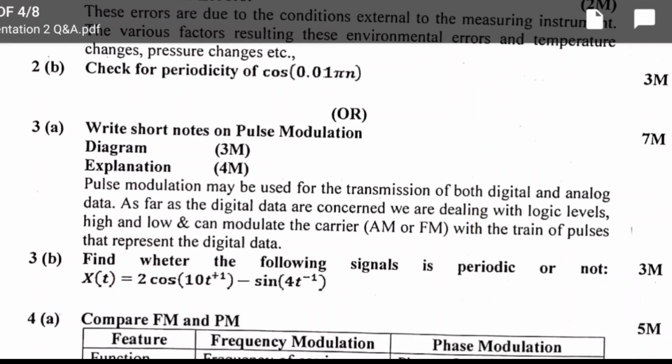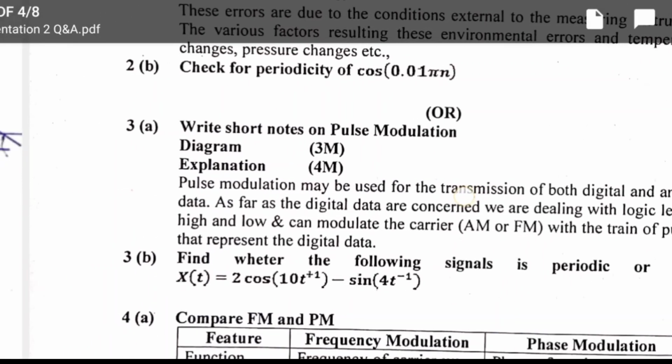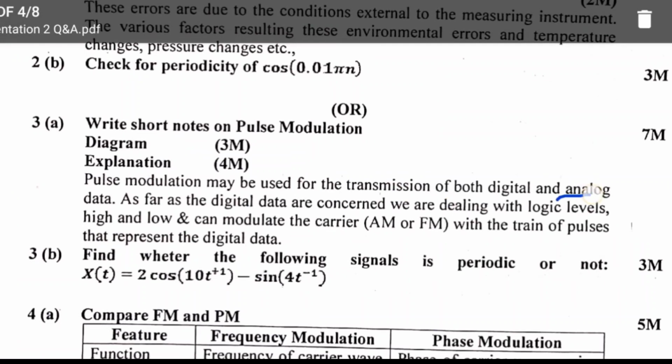Write short notes on pulse modulation, with diagram and explanation. I explained pulse modulation in one video; you can see it in the description. Pulse modulation may be used for transmission of both digital and analog data. Another one is a problem. The marks are divided according to diagram and explanation, like that.